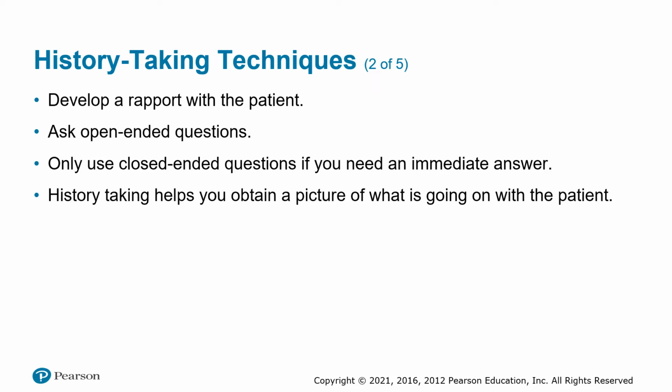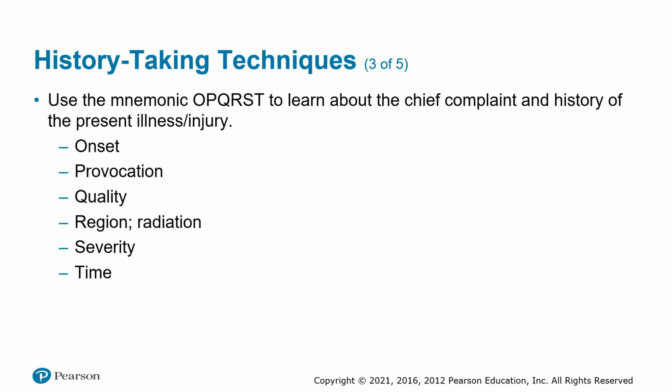Ask open-ended questions. Those open-ended questions are: how are you feeling today? What does it feel like? How bad is the difficulty breathing? Ask those questions instead of: are you having difficulty breathing? Does it feel like chest pain? Does it feel like a stabbing pain? Only use those closed-ended questions if you need an immediate answer. History taking helps you obtain a picture of what is going on with the patient.